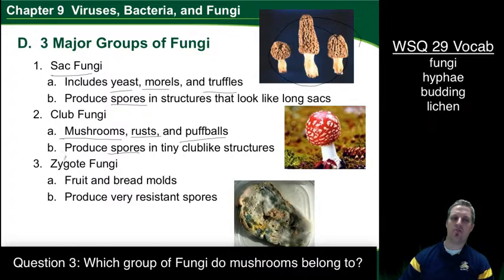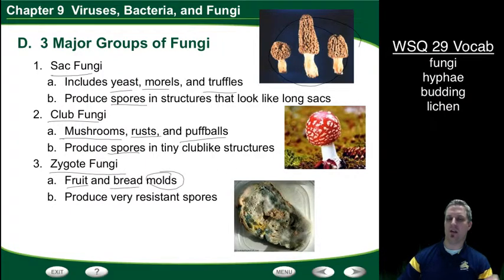And then you have the third group, which are called zygote fungi. Zygote fungi are the molds, so fruit and bread molds. These are really resistant spores that they produce, and you can see these growing on pretty much any type of bread or on fruits as well. You can see from this image here, you get this mold, and the mold is actually a type of fungus that's growing. It's a living organism. Those are the three major groups of fungi, and just by looking at fungus you can see that there's a variety of things.